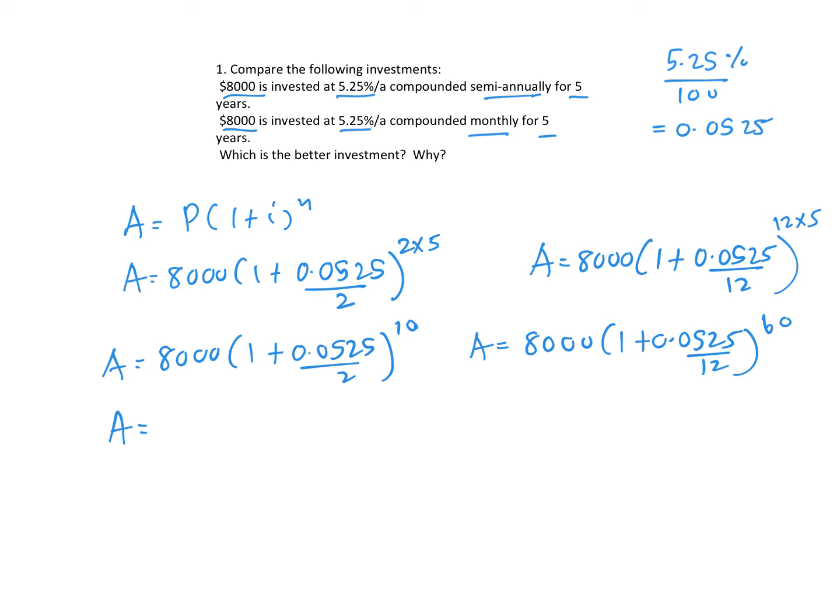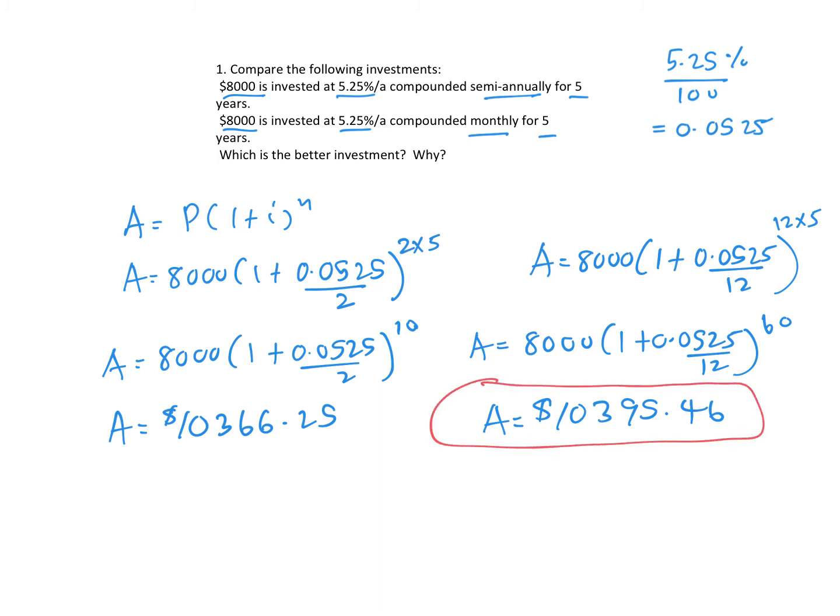And so if I calculate this in the first investment, I end up with a total of $10,366.25. And in the second investment, I end up with $10,395.46. So you can see that the second investment earned a little bit more, and that's because I compounded it more often. So although we invested the same amount of money at the same interest rate for the same 5 years, compounding more often gives you a little bit more money, and that can make a big difference over the long term.